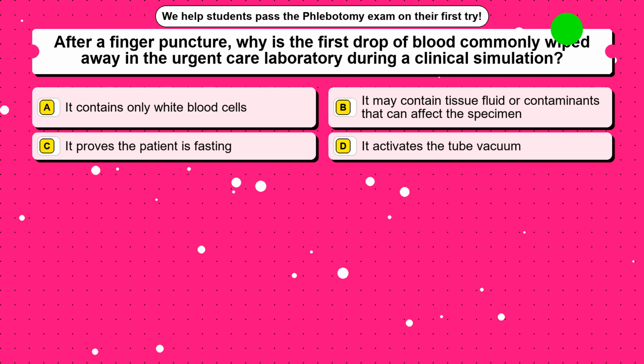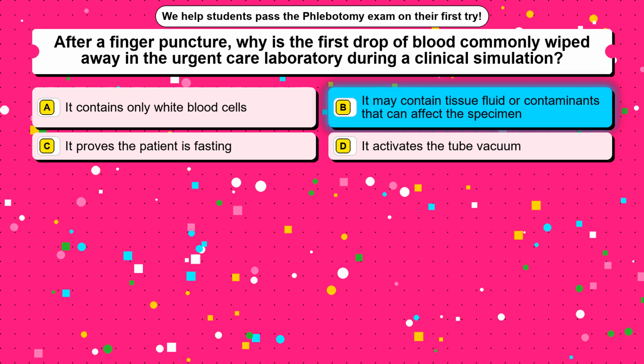Question 81. After a finger puncture, why is the first drop of blood commonly wiped away in the urgent care laboratory during a clinical simulation? Option A. It contains only white blood cells. Option B. It may contain tissue fluid or contaminants that can affect the specimen. Option C. It proves the patient is fasting. Option D. It activates the tube vacuum.